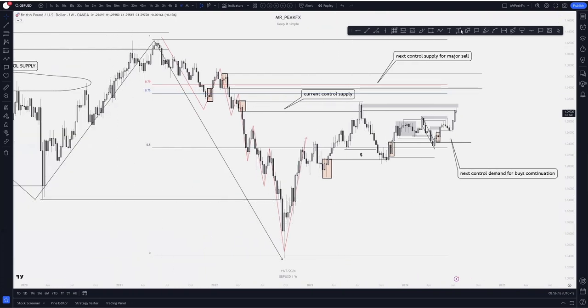So this is external liquidity right here. After price took out external liquidity, what do we have? This is external liquidity. After price took out external liquidity, all this retracement is expected.